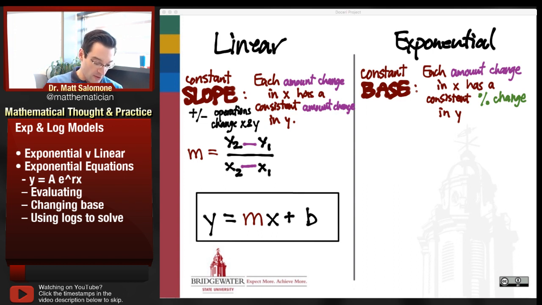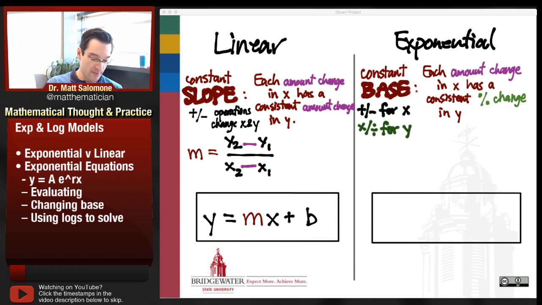And so while I still use addition and subtraction to talk about how the x's change, I'm going to use multiplication and division to make all of my changes in the y variable. And the equation model that I can use to represent an exponential function looks like y equals. So I can have a base here, e raised to the power of r, let's say. So I'm going to think of this e to the r here as being my base.